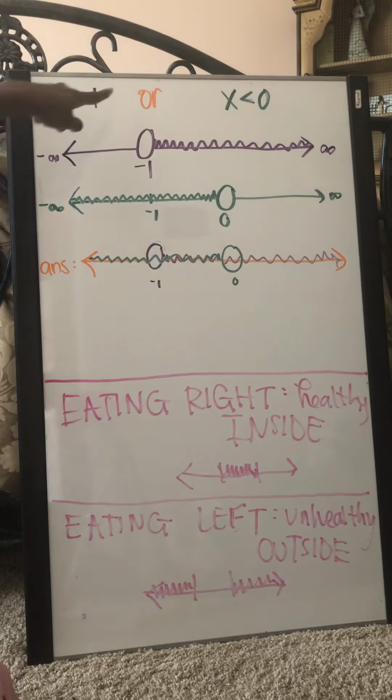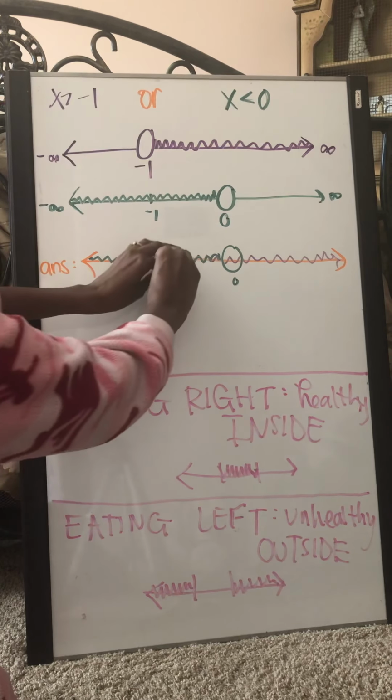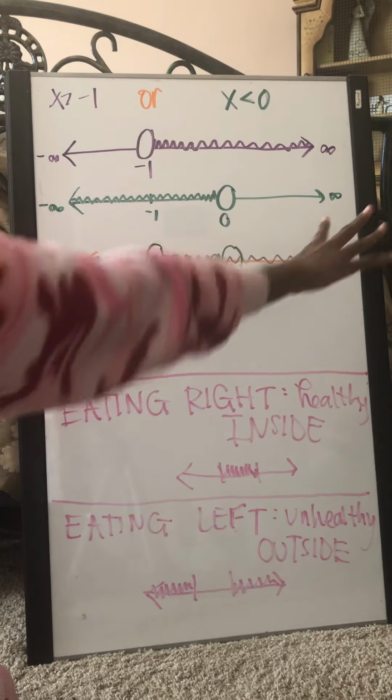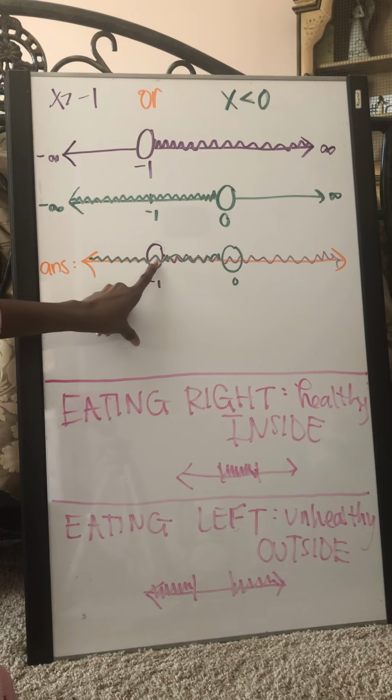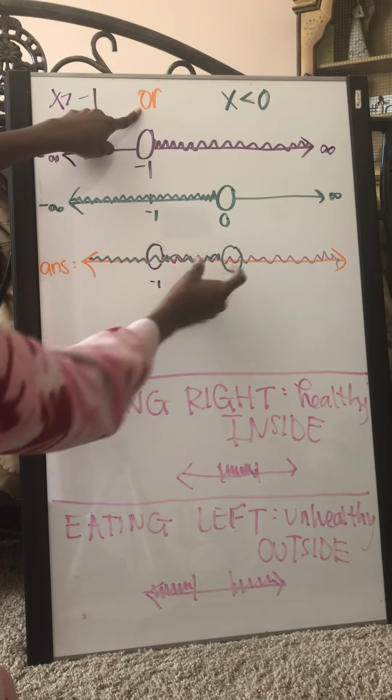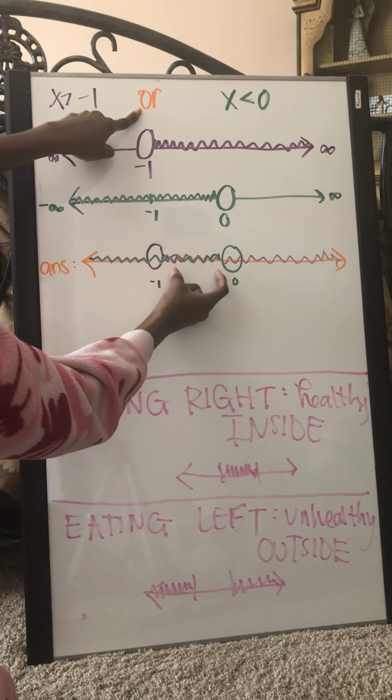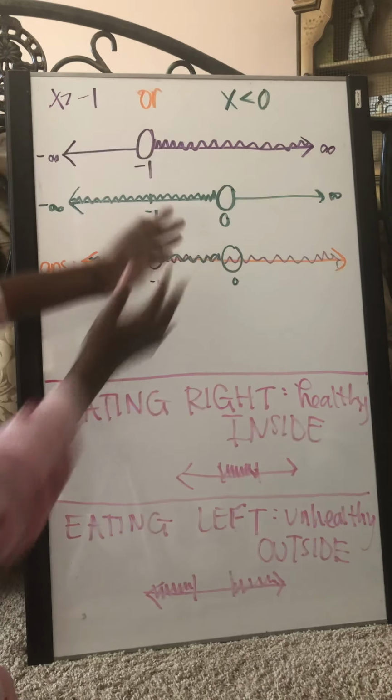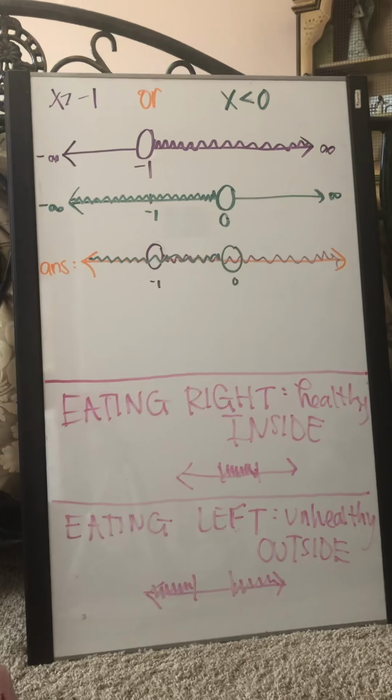So because this is an or, we're actually taking all of these squiggles everywhere, okay? Even the open circles. Now, if this was an and, that means we take where they share, so we would just take this inside portion, right? But because it's an or, we want all of it, okay? So for our final answer, it's going to be all real numbers, okay?